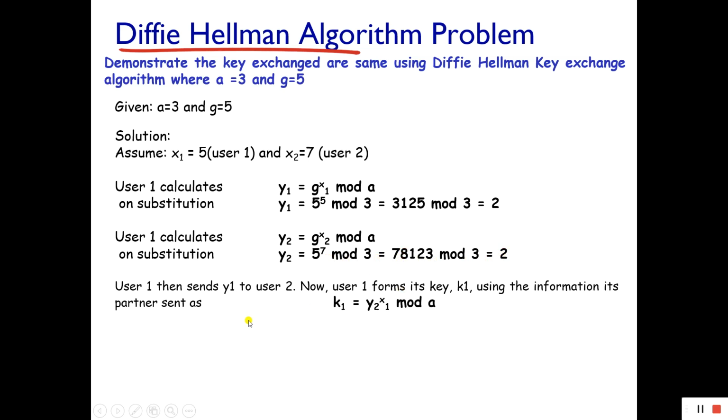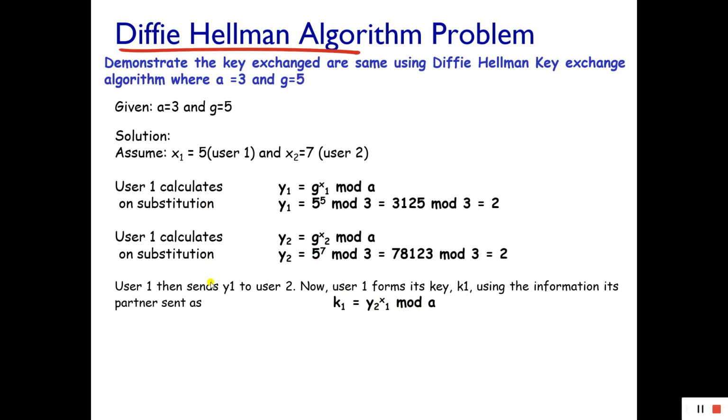Next, user 1 is exchanging it with user 2. User 1 is sending y1 to user 2. Now user 2 will send y2 to user 1. Now user 1 is having y2, user 2 is having y1. So user 1, using y2, has to calculate k1. K1 is equal to y2 raised to x1 mod a.